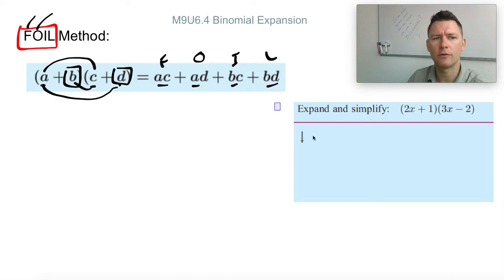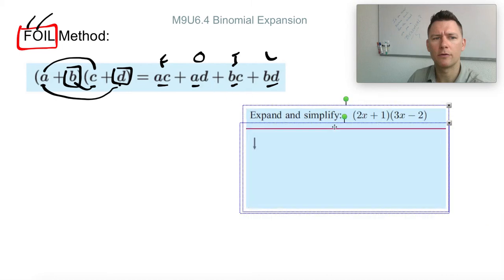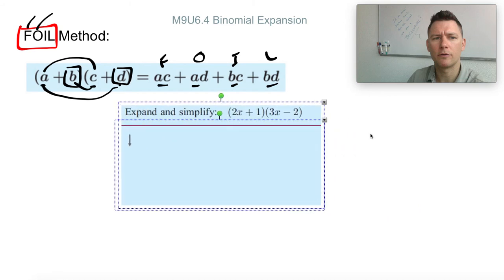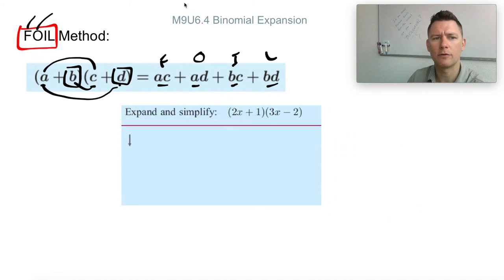So let's try the FOIL method here. If you know how to do it, pause me and give it a shot. If you're not super clear on it, we'll try it together. So I'm trying to multiply these binomials. I know that each piece needs to multiply by each other piece.